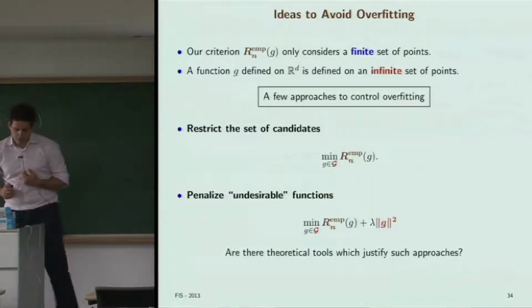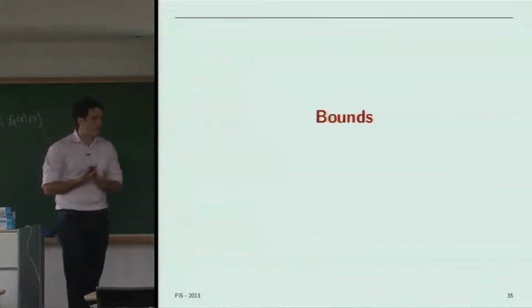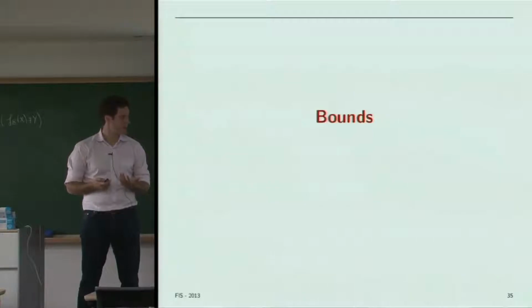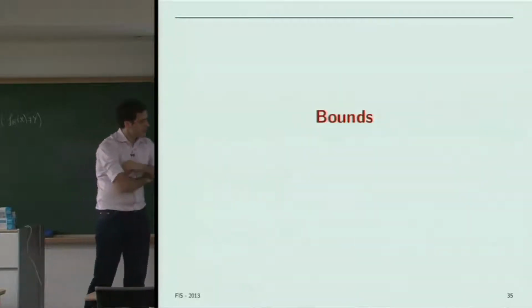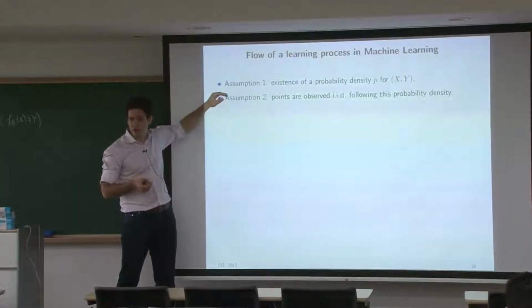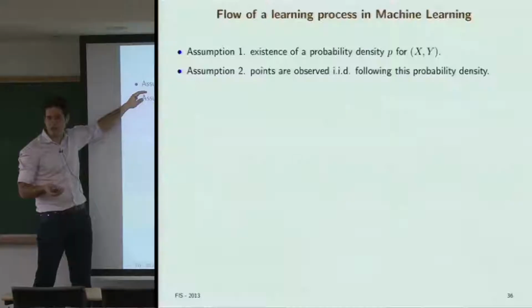The most basic tool to do that is called bounds, basically, learning bounds. We will build on those two assumptions again. There is a probability and the sample is IID.